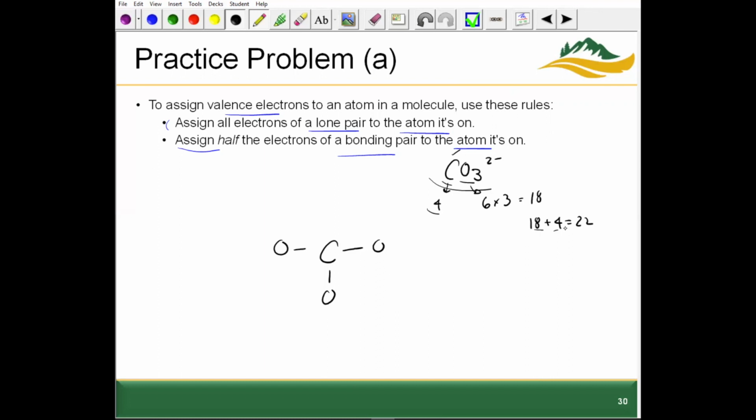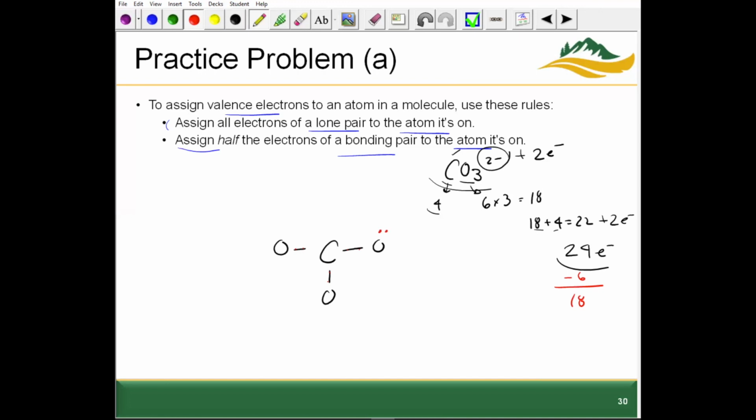18 plus 4 is 22. Then because of the 2 minus charge, we have 2 additional electrons. That means we have 24 electrons to work with. So far, I've used up 6. Next, we add in lone pairs to the more electronegative atoms, or the atoms on the outside of the molecule.